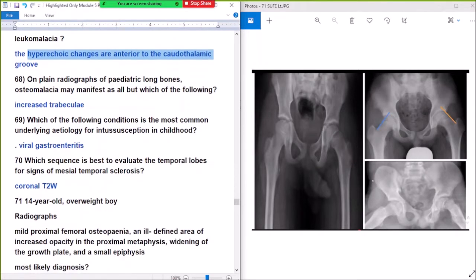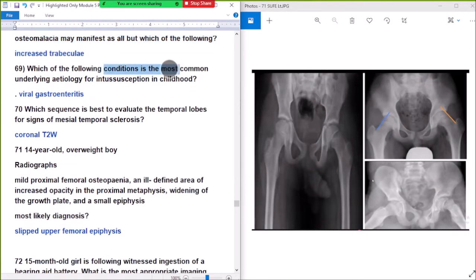Question 68. On plain radiographs of pediatric long bones, osteomalacia may manifest all of the following, but which one? Increased trabeculation. Osteomalacia does not show increased trabeculation. Question 69. Which of the following is the most common underlying etiology for intussusception in childhood? Viral gastroenteritis.